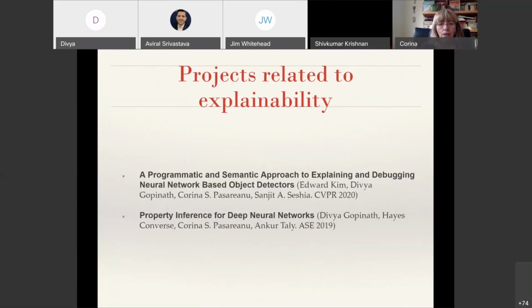So for the rest of the presentation, we will focus on our projects that are related to explainability. In particular, we have a paper that will appear at CVPR, which is a computer vision conference, which is on a programmatic and semantic approach to explaining and debugging neural network-based object detectors. And this technique is based partially on another technique that we developed, which is about property inference for deep neural networks. And Divya will explain the details of that technique. So if you go to the next slide, please.